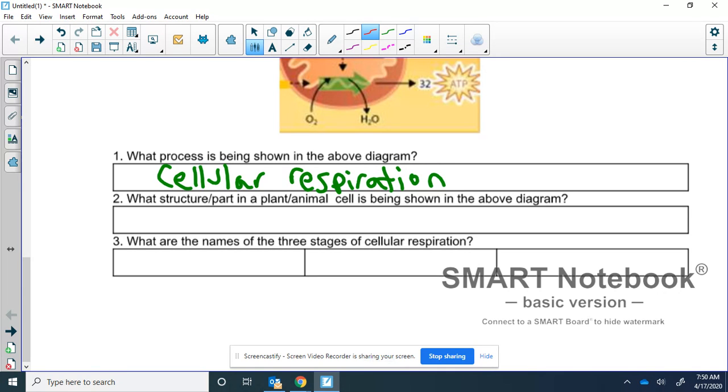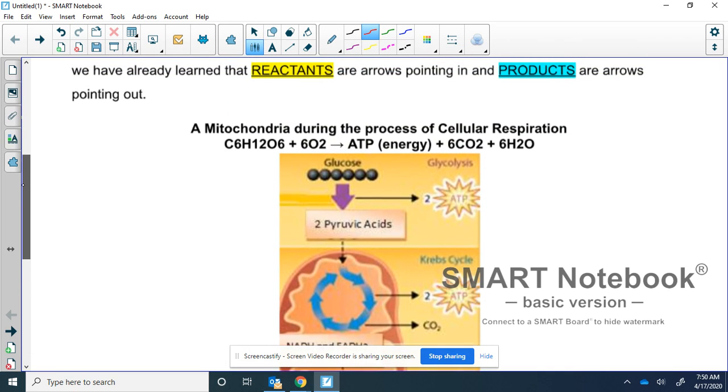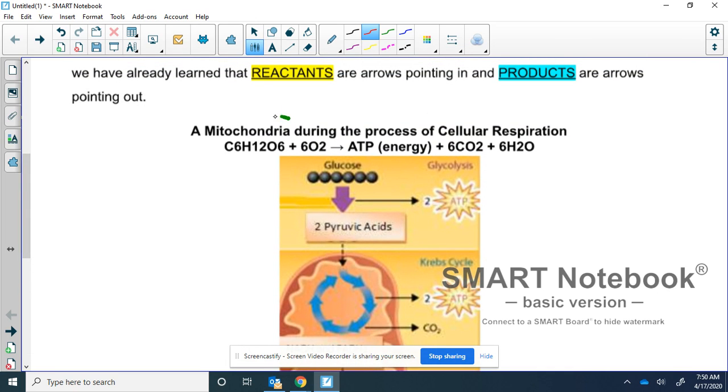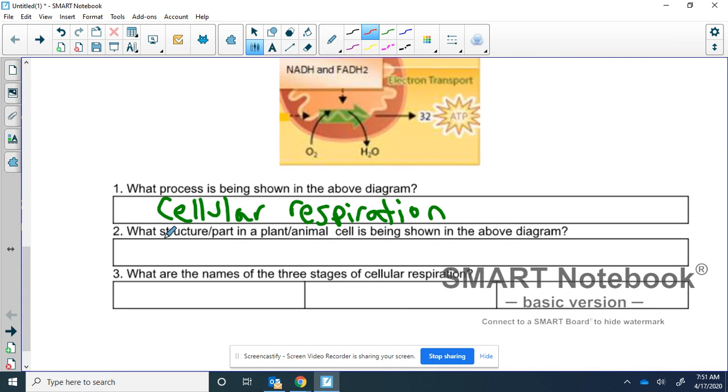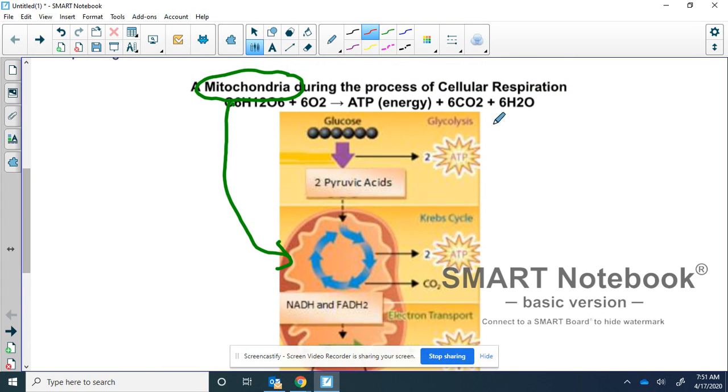Okay. What structure or part of the cell does this happen in? If you look back at the top, it takes place in the mitochondria. That's the structure in here that looks like this orange bean-shaped structure. Now, if an organism doesn't have a mitochondria, which some things don't, like bacteria, they can still go through this process. They'll just only go through the first step, just this step 1, if you don't have a mitochondria.